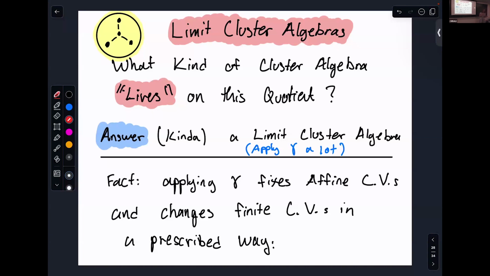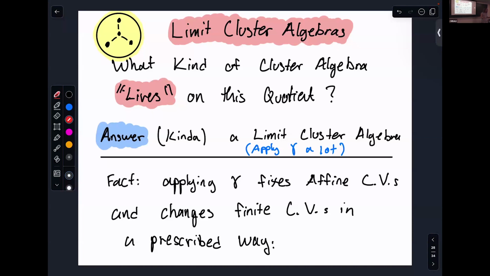I want to say that this is a little bit work in progress to understand exactly what's going on here, but there should be some limit cluster algebra that lives after applying gamma a ton of times. And somehow my infinite affine exchange complex should sort of turn into this quotient in this limit. So our sort of fact is that we can understand exactly what this gamma mutation sequence does.